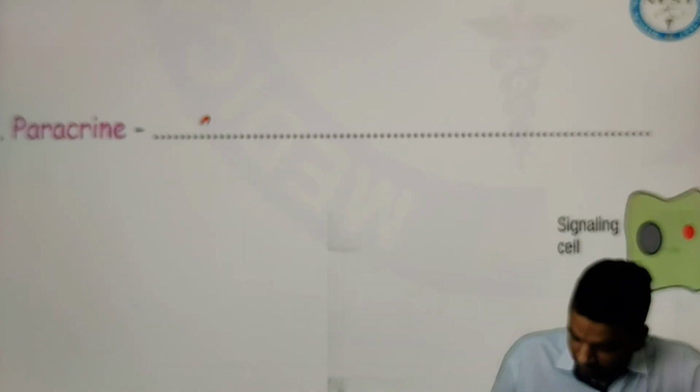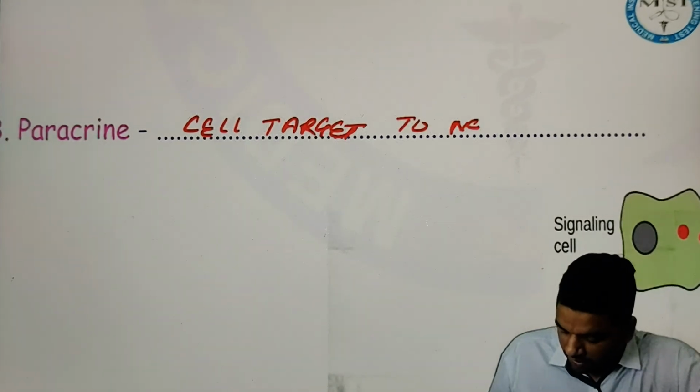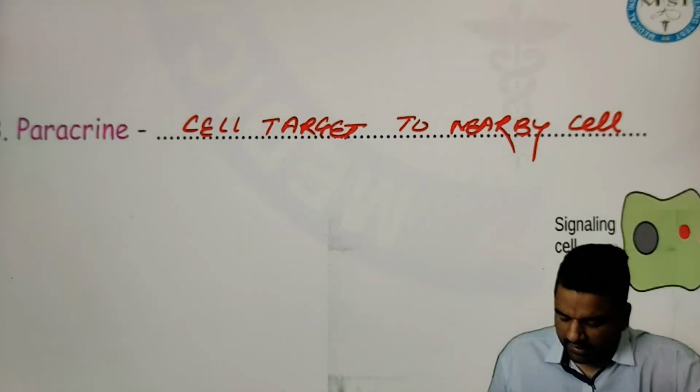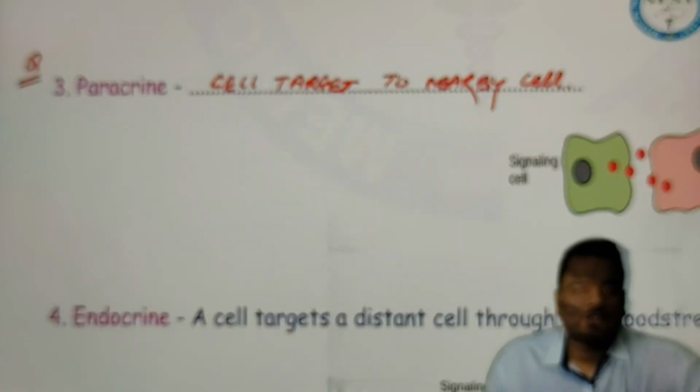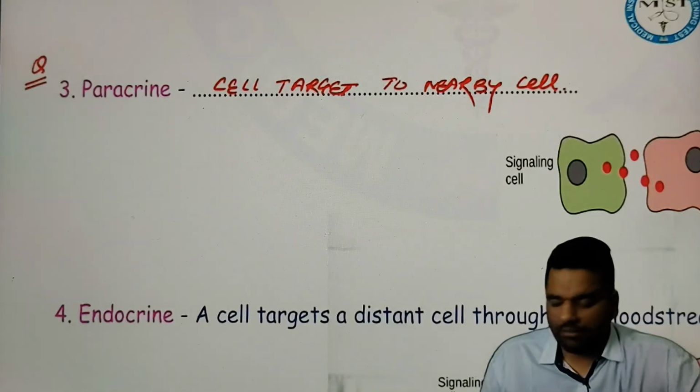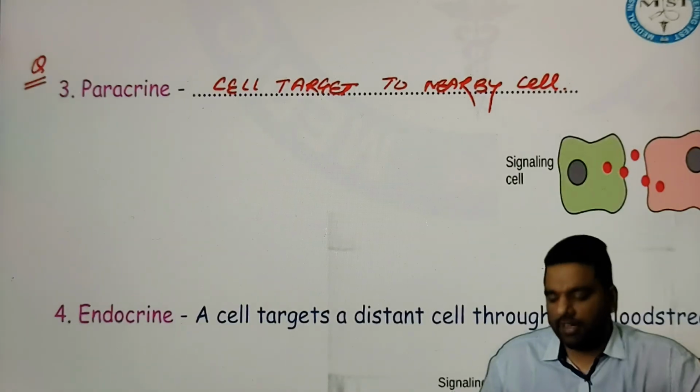So, cell targets nearby cell. This we call paracrine cell signaling. What do we call this? Paracrine cell signaling, right? So, cell targets nearby cell. Very important. They can give you this image and then ask which type of signaling is there, right?